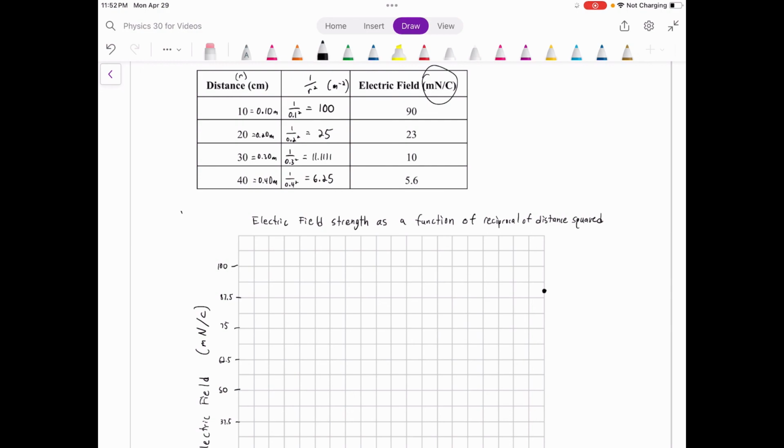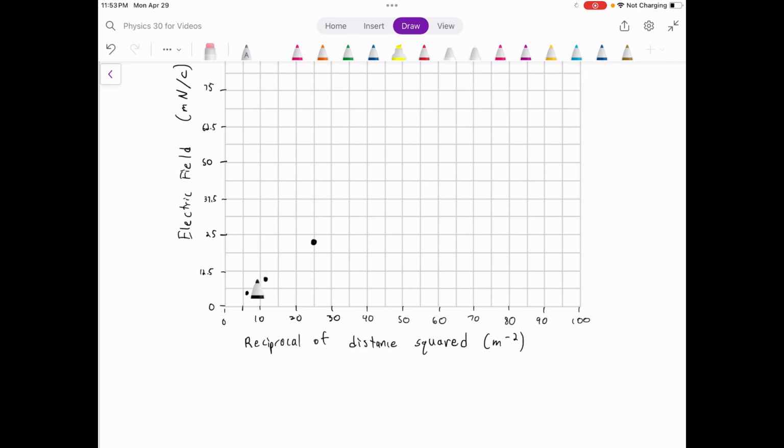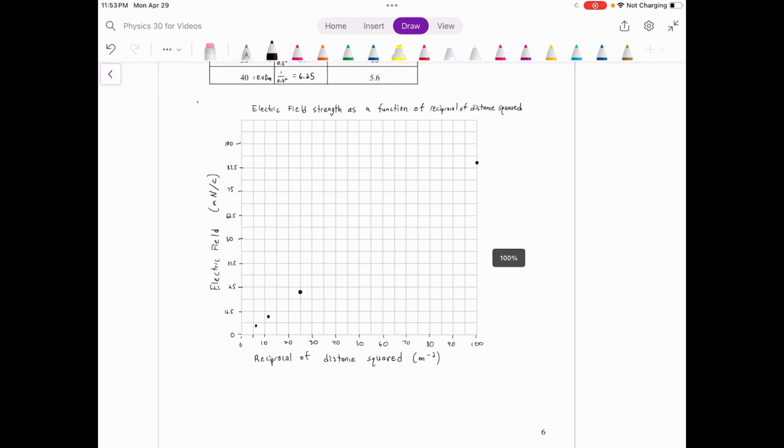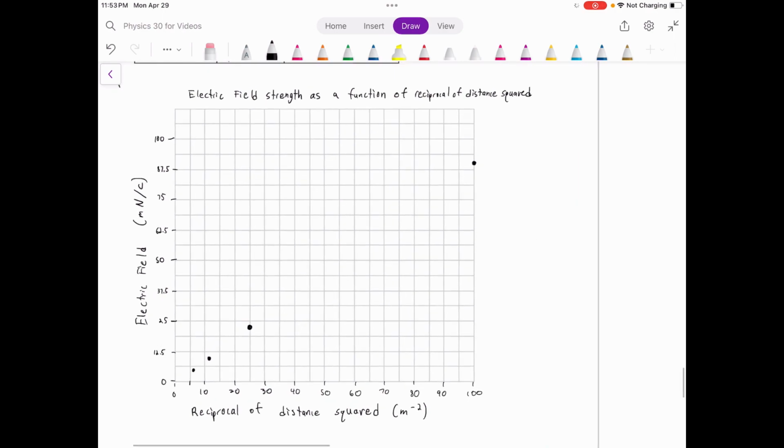We've just got to add in the point now when x is 11.1, y is 10, and when x is 6.25, y is 5.6. So let's put those on our graph. So those would go around there, right? 11.1 and 10, and then 6.25 and 5.6. Feel pretty good about that. Looks like, hey, look, it gave us a pretty linear relationship.